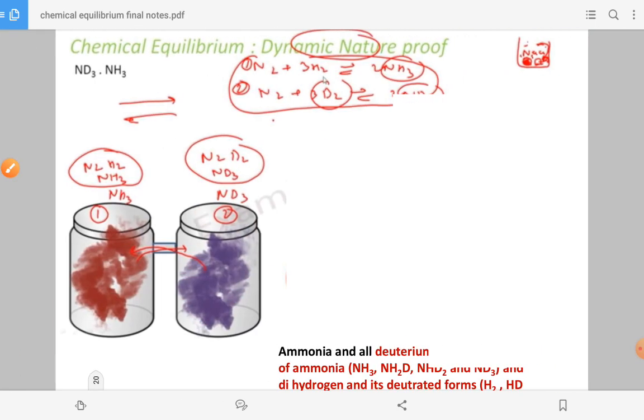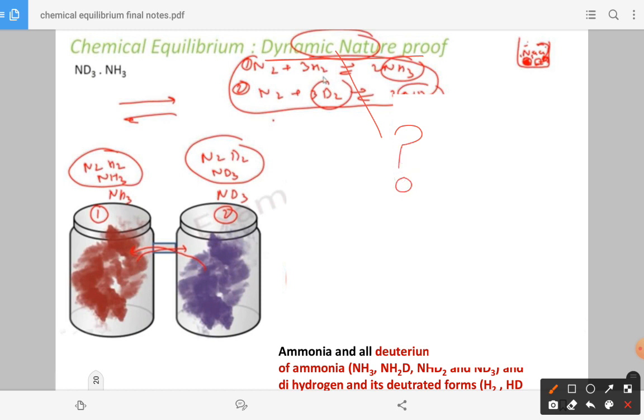If you go for the next slide, here we have an experiment that shows the dynamic nature of chemical equilibrium. Okay, so already we discussed dynamic nature means what? Reactant has to convert into product, product has to convert into reactant. Now, how are you going to confirm the dynamic nature? Okay, here we have the confirmation.